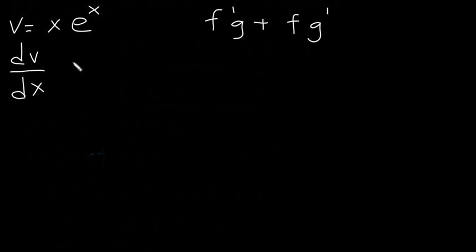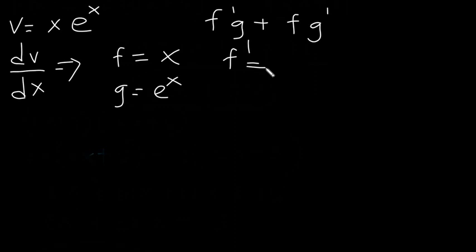Okay, so let's now identify the value of f and the value of g, and then find f prime and g prime. So in this case, let's have the value of f as x, and then g is going to be exponential x. So we can now find f prime and g prime. So f prime is the derivative of x. When we differentiate x, we get 1.